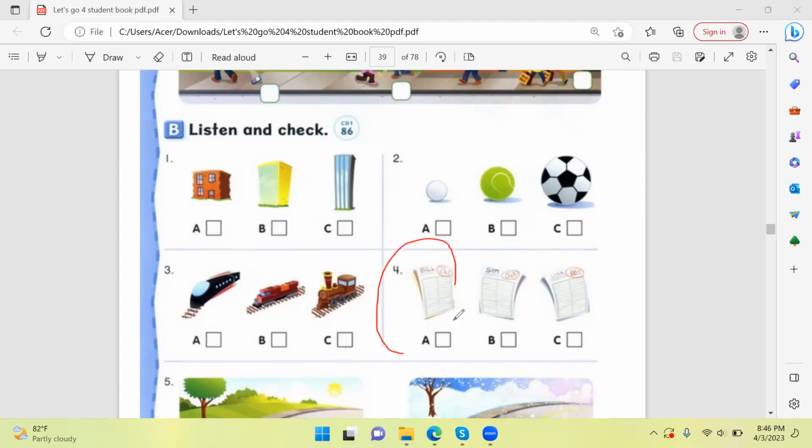How about this one? What can you see? Letter A. What is this? It's a book, a paper, a notebook. Okay, it's a notebook. As you can see here, we have 25, right? Yes. Okay, this one. It's very good.